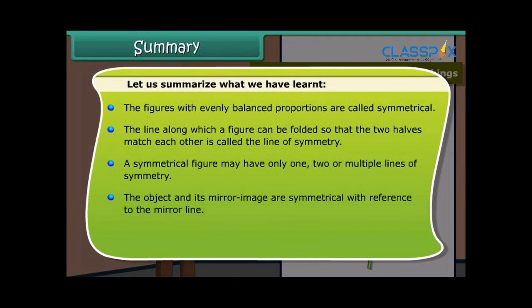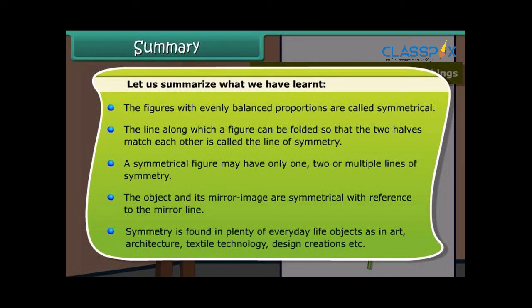The object and its mirror image are symmetrical with reference to the mirror line. Symmetry is found in plenty of everyday life objects as in art, architecture, textile technology, design creations, etc.